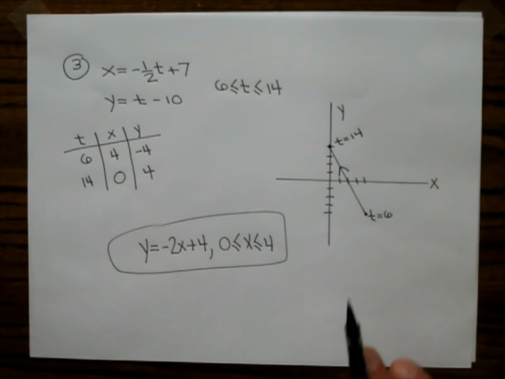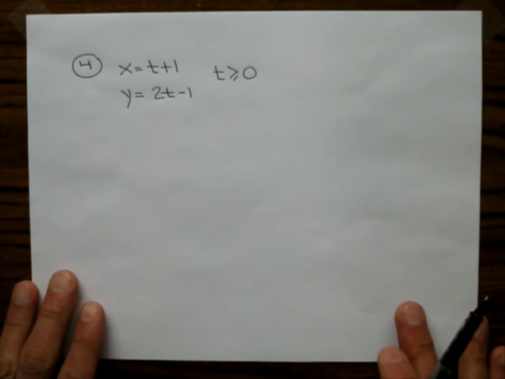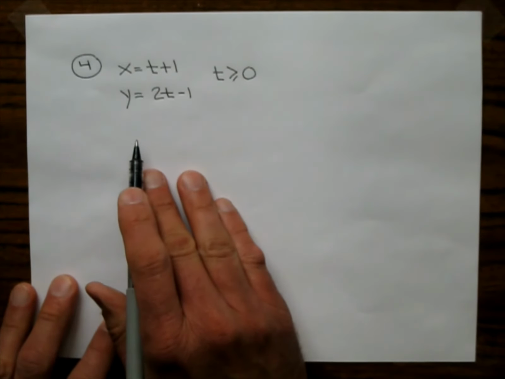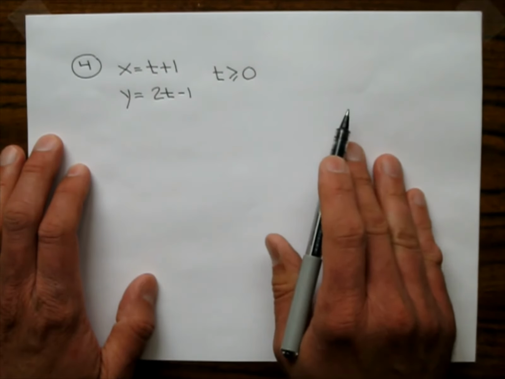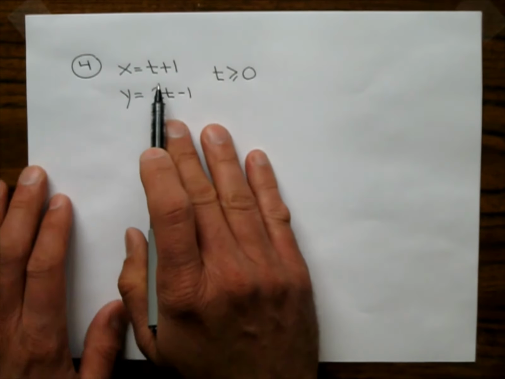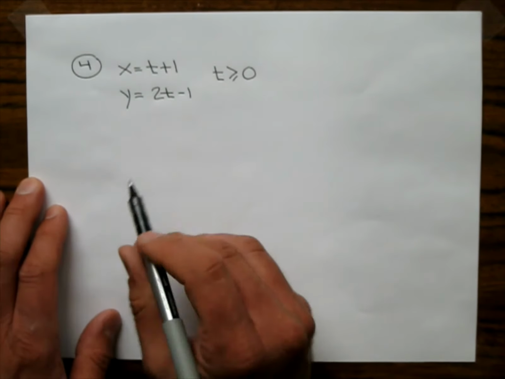It won't be that same line segment. I wanted to do a different one now, just so you wouldn't think that I'm going to do the same problem each time. So here is problem number 4. There are a few ways of doing these problems. Once again, some of you would find the rectangular equation first and then graph that. I'm going to do what I've been doing.